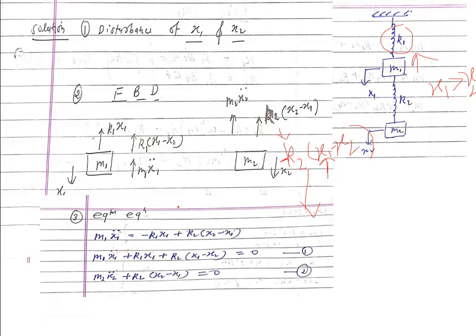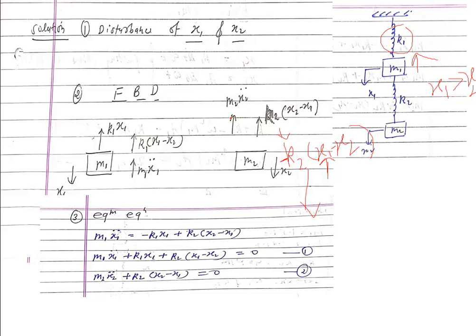Now we are going to write the equilibrium equation for both the masses. We can see the total upward force equals the total downward forces. So we write m1 x1 double dot equals minus k1 x1 plus k2 x2 minus x1. Okay, from this equation, we simplify it in the form of m1 x1 double dot, and then total upward force equals 0. This is m1 x1 double dot plus k1 x1 plus k2 x1 minus x2 equals 0. And for the second mass, m2 x2 double dot plus k2 x2 minus x1 equals 0.